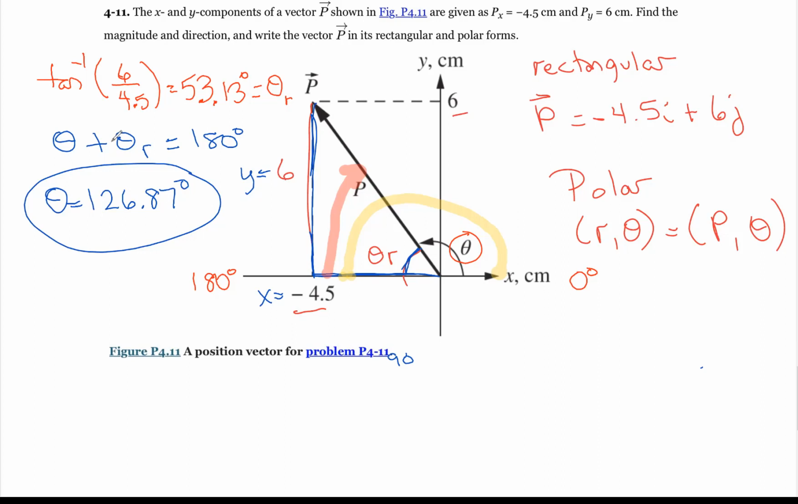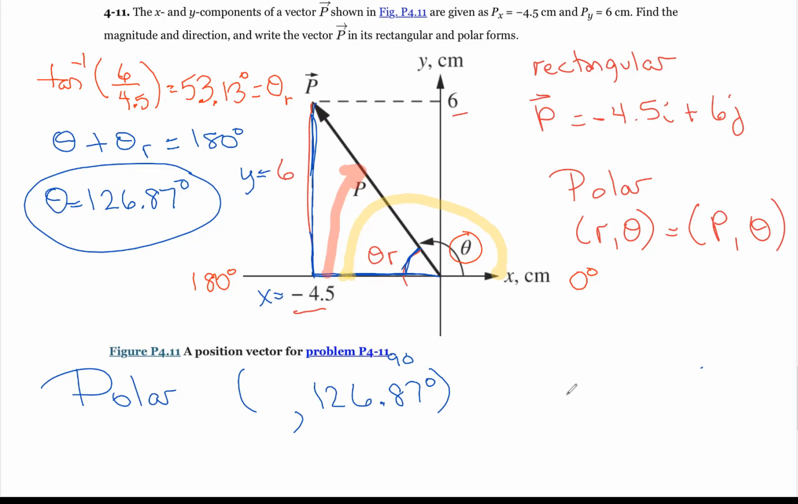And now I can write it in polar. In polar, I would have r. Did we find r yet? We did not. Okay, we have to find r. We're missing that still. We don't know the length of that vector. And theta, which we do know, is 126.87 degrees. And again, there's a bunch of ways we can figure out what p is, but I think the easiest is just using the Pythagorean theorem.